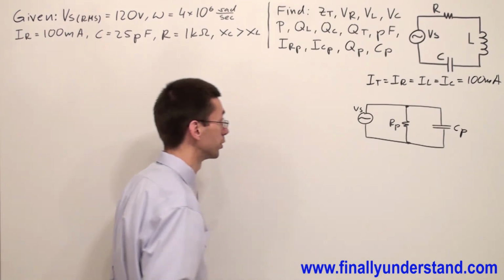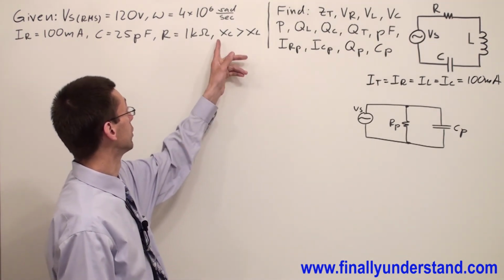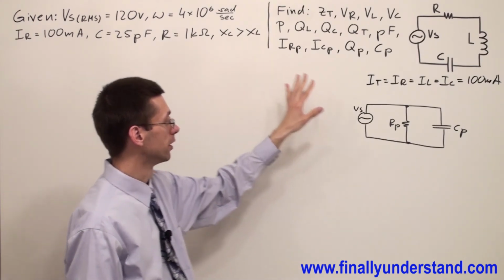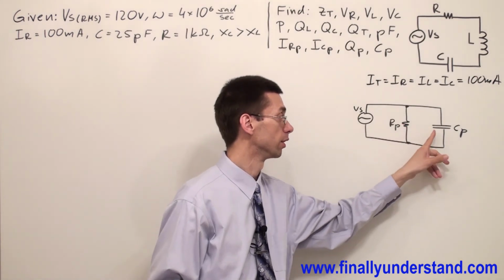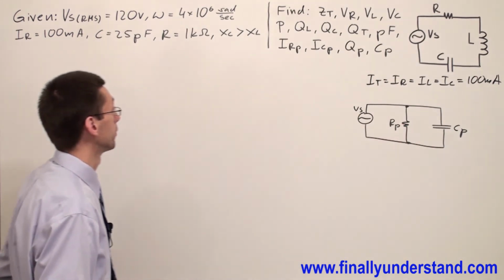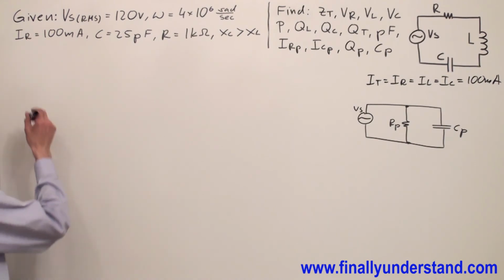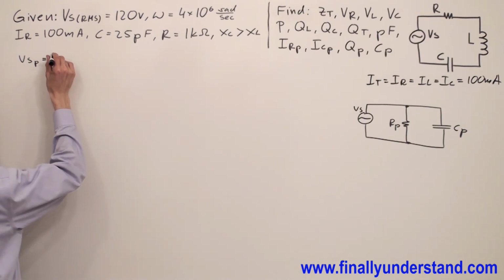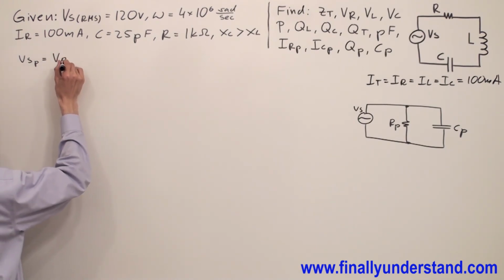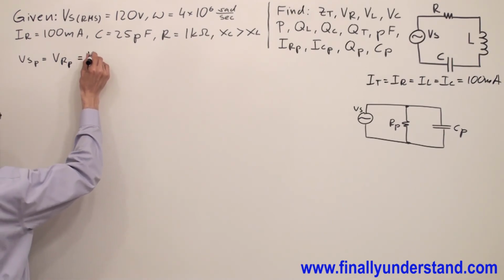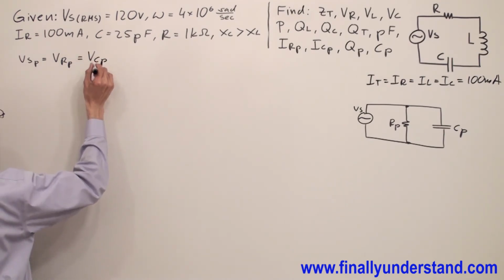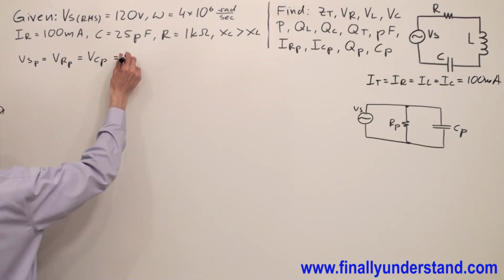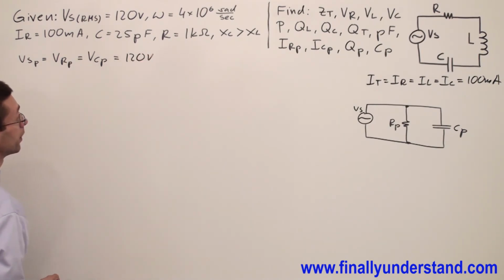You're supposed to know this from the beginning, since you saw the statement X of C has to be greater than X of L. So it means automatically that in your parallel equivalent circuit we are going to have a capacitor. You're supposed to realize that the voltage source in the parallel circuit is going to be equal to the voltage across the resistor Rp, and this is also equal to the voltage across the capacitor in my parallel circuit. Everything of course is going to be equal to 120 volts RMS.